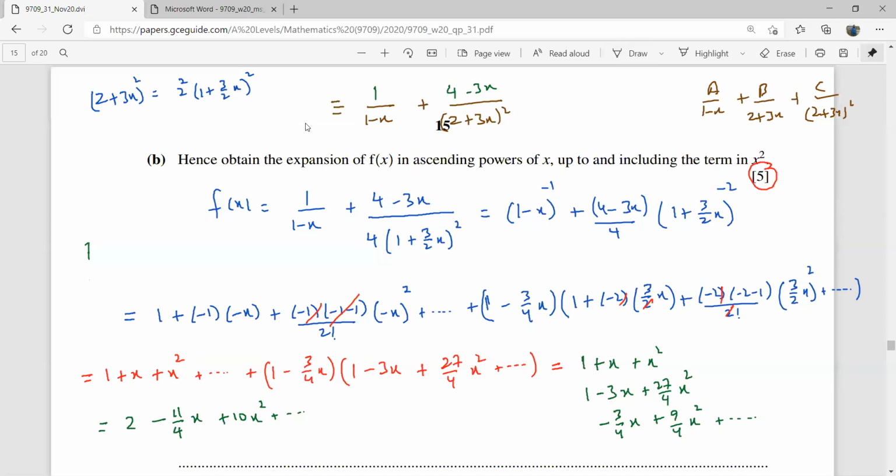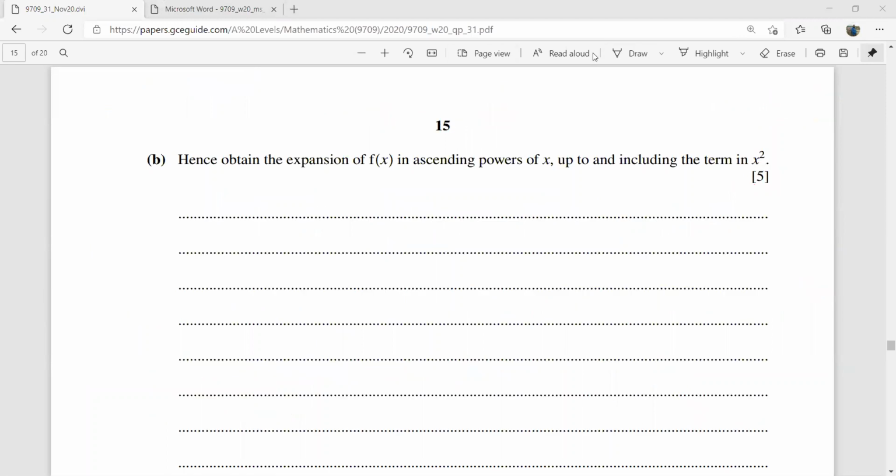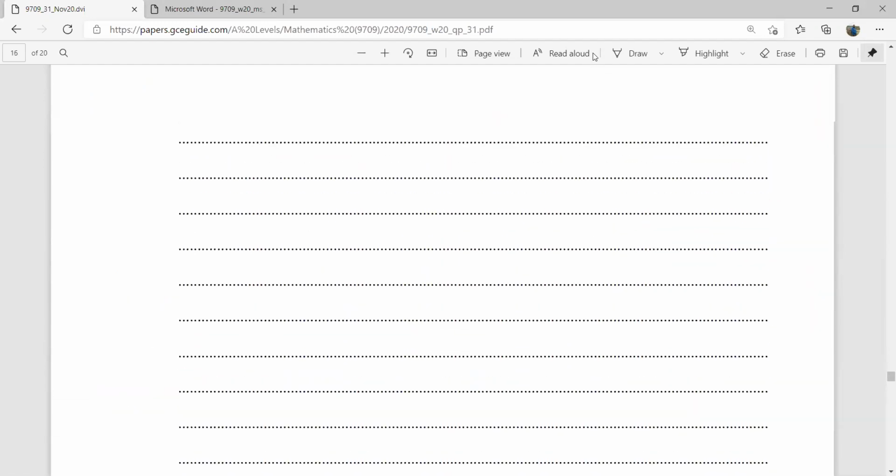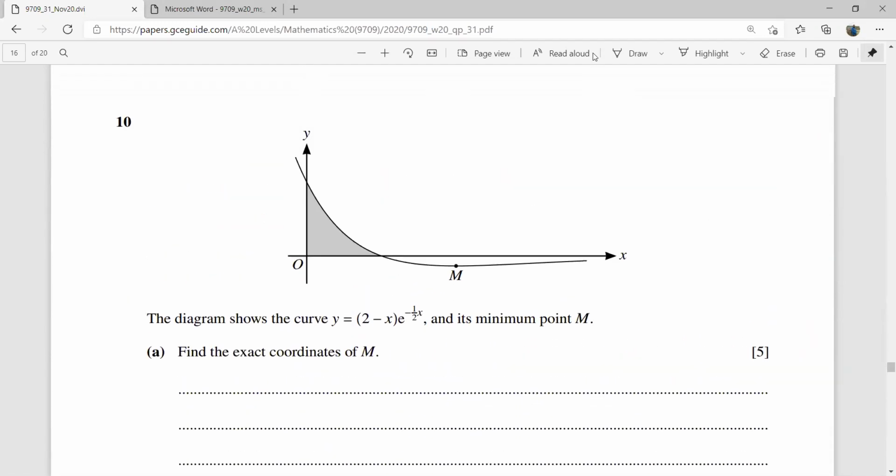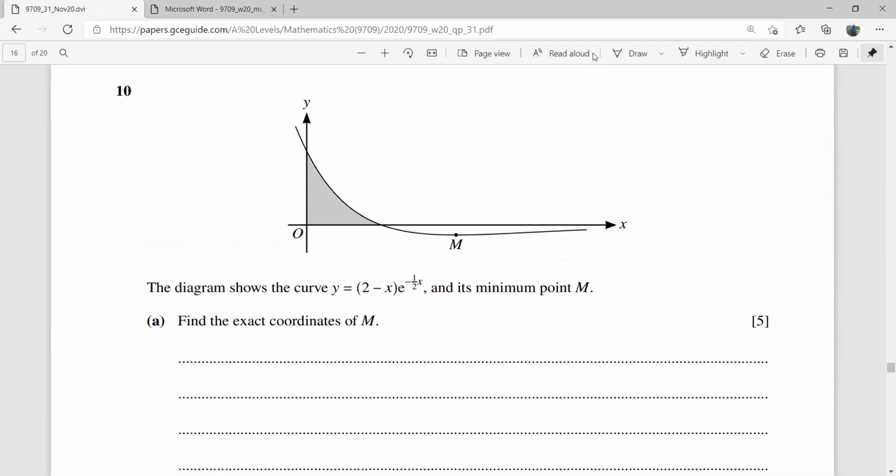Okay. So I'm moving to the next question, if I can really do that. This is question number 10. Okay, we have 8 minutes to do this question. Let's see if we can really do that. The diagram shows a curve and its minimum point M. Find the exact coordinates of M.